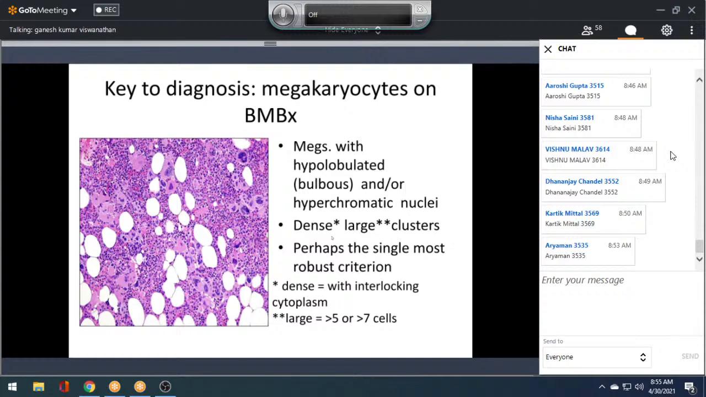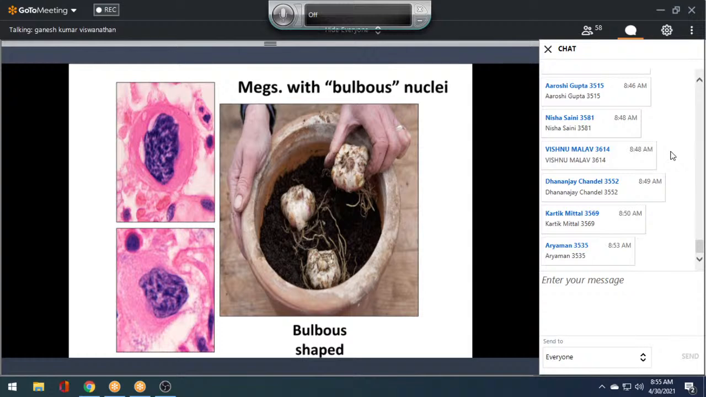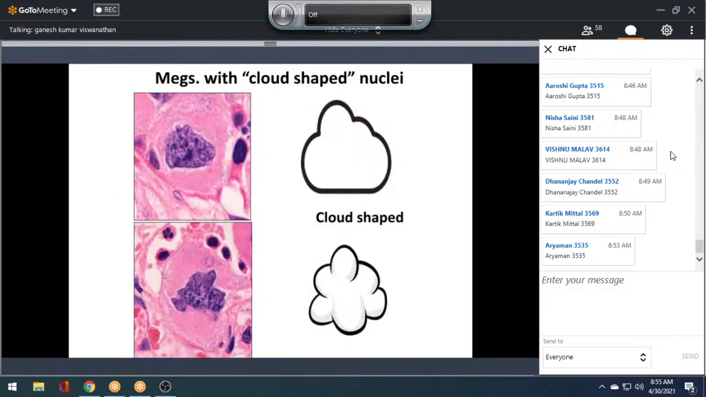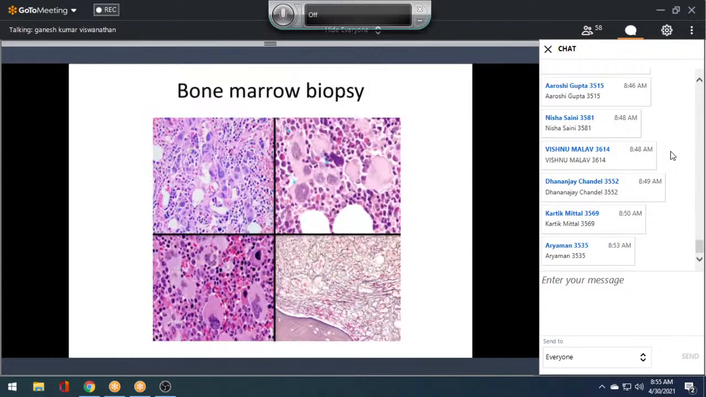So we have these dense, large clusters. They are very hyperchromatic. We use the term bulbous, as you can see, some bulb shape, or it can be cloud shape. It's folded upon each other with light and dark areas interspersed between them. All these are features of myeloproliferative neoplasm, especially primary myelofibrosis.